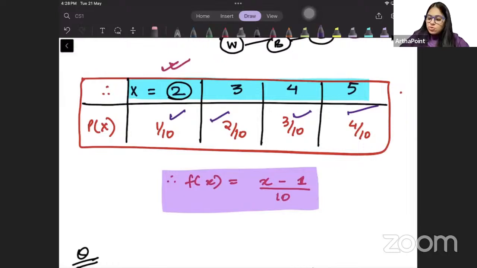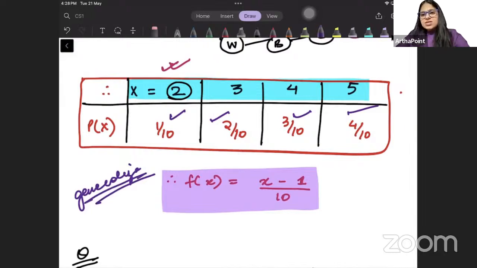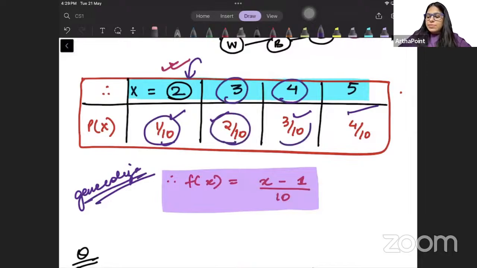Right? So suppose in the exam, they ask you to generalize this. How will you generalize this, beta? What will be the generalization? When they ask you to generalize, it means, can you see some pattern here? I can. When x is 2, I am getting 1 by 10. When x is 3, I am getting 2 by 10. When x is 4, I am getting 3 by 10. When x is 5, I am getting 4 by 10.